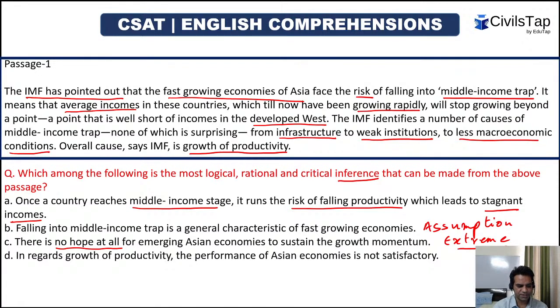And let's read option D. In regards to growth of productivity, the performance of Asian countries is not satisfactory. Guys, what do you think is the logical inference you can take out of this? I think we can eliminate option B very easily, and option A was actually the opposite of what was given in the passage. So this is what we call the elimination method, guys. The correct option here was option D. Let's see how many of you have answered it correctly.